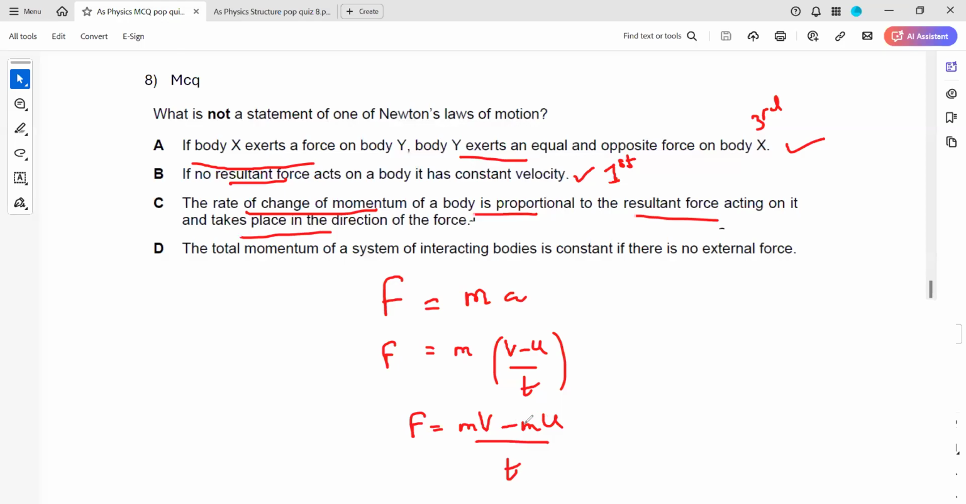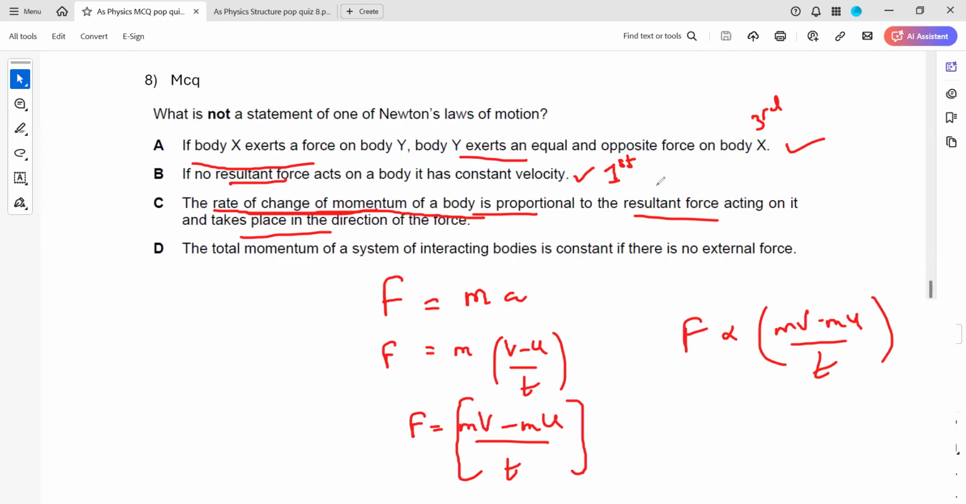What is mv minus mu? That is the change in momentum, and it is written as the rate of change in momentum. This rate of change in momentum is directly proportional to the resultant force. So actually, this statement has converted F equals ma into option C, that the rate of change in momentum, so it refers to the second law.